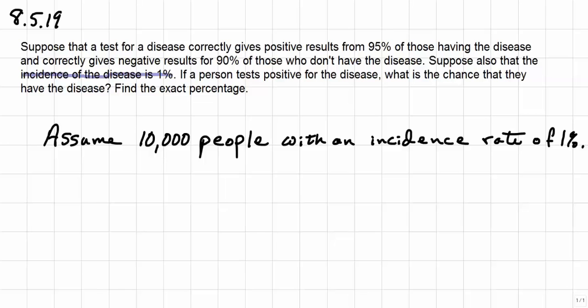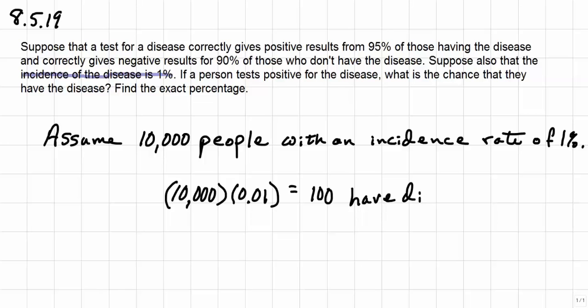So we're going to assume 10,000 people with an incidence rate of 1%. That yields 10,000 times 0.01, which is 1% as a decimal, and that's going to yield the fact that there are 100 people in this population that will have the disease. So if 100 people have the disease, then 9,900 people will not have the disease.